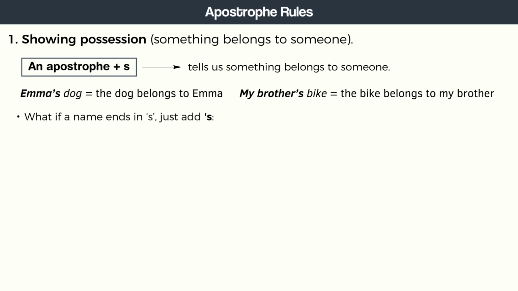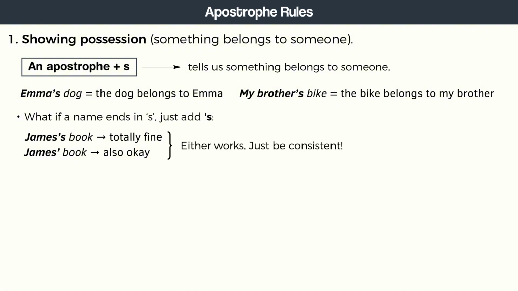What if a name ends in S? Just add apostrophe S. James's book. Totally fine. But in some styles, you might also see James' book. Also okay. Some styles prefer this. Either works, just be consistent.